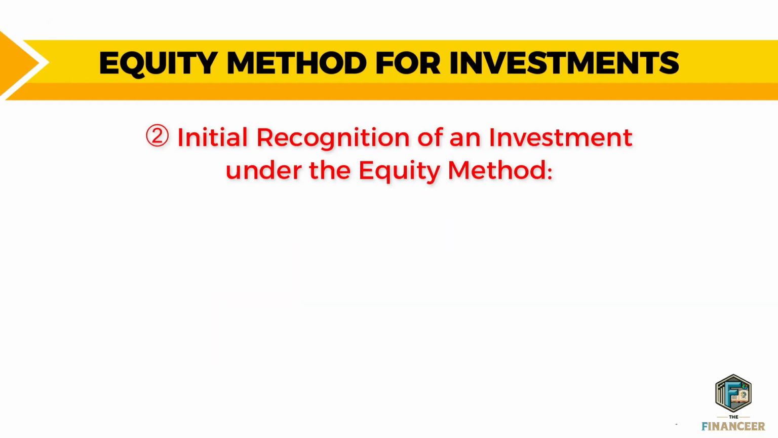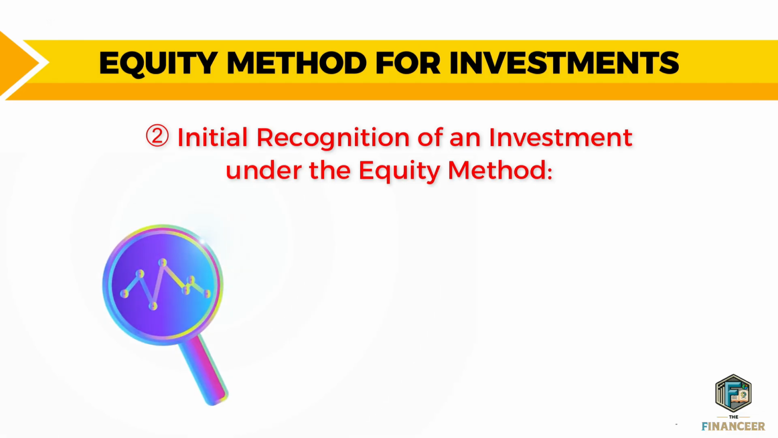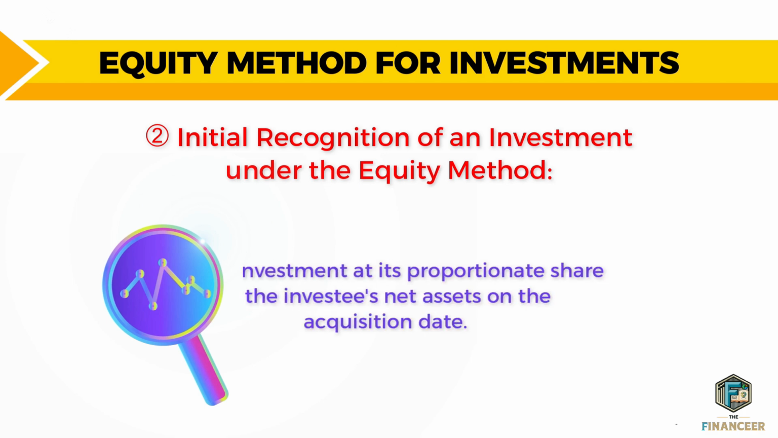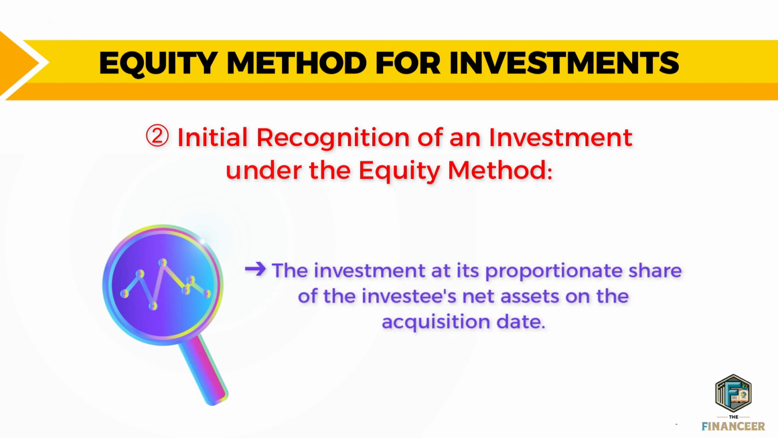Now, how does the accounting process work for the equity method? Unlike the cost model, the equity method is not about tracking historical cost. We don't care about historical cost. Instead, you initially recognize the investment at its proportionate share of the investee's net assets on the acquisition date, because this will reflect the economic stake in this entity.